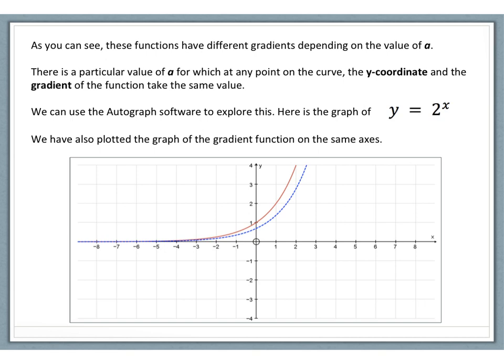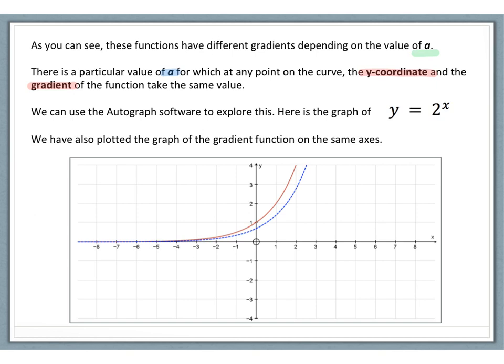Now, as we could see, the graphs of y equals 2 to the power of x and y equals 3 to the power of x have different gradients, which depend on the value of a. There is a particular value of a for which, at any point on the exponential curve, the y-coordinate and the gradient of the function will take the same value. Now, you can experiment with this on your graphical calculator. You can use the Autograph software to explore this.